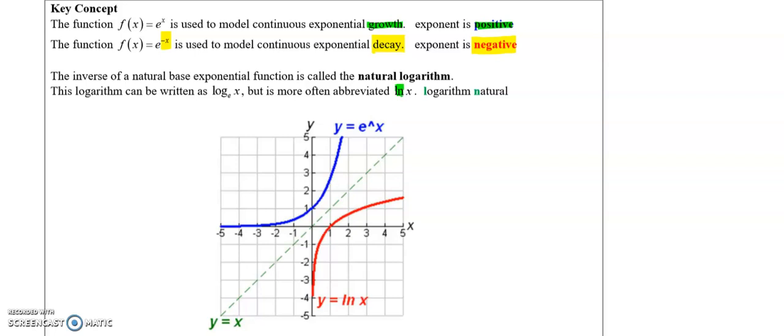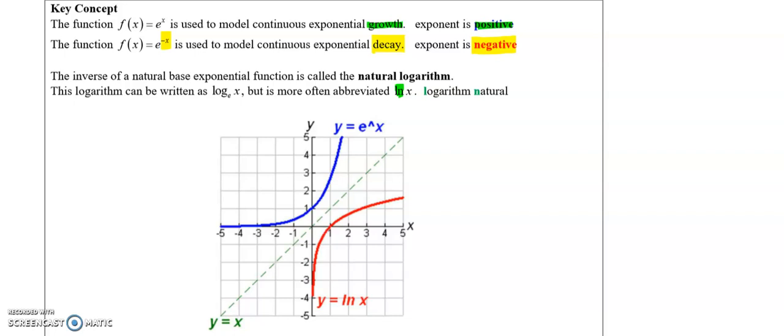We say ln. Think in foreign languages, how the descriptive word is after. So this is like logarithm natural in Spanish or something, or maybe French, I don't know. But it's abbreviated ln, logarithm natural.